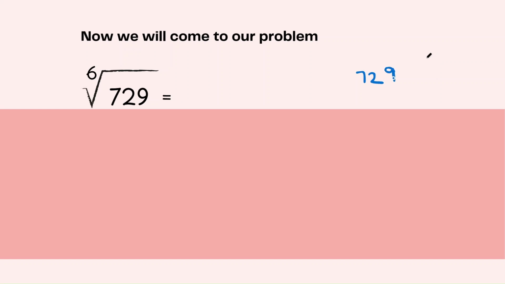Now we will see our problem. 6th root of 729. Now we will factorize that. See, 729 is a number which is divisible by 3. How can I say that? If you add the digits, 7 plus 2 plus 9, you will get 18. 18 is divisible by 3, so this number is also divisible by 3.